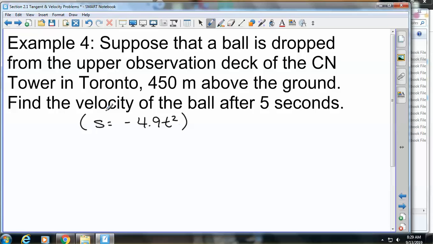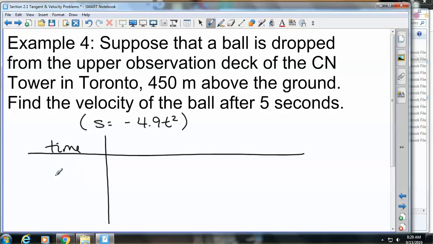What we are going to do to estimate the velocity at this one particular point in time is look at velocities between 2 points in time and try to estimate them. So we're going to have to take 2 time intervals. What is the one time interval I'm really concerned with? 5.